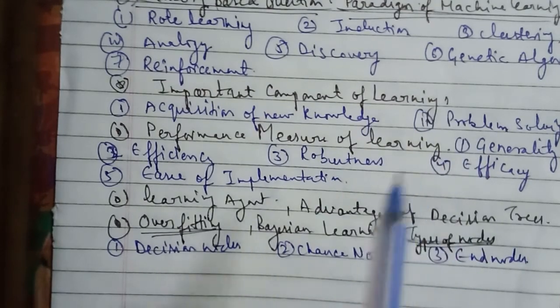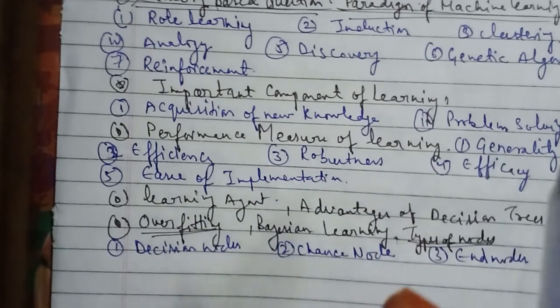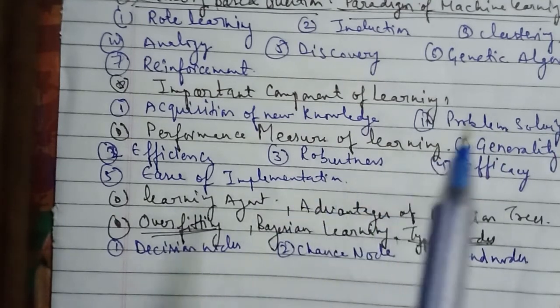The other question is: give the steps to solve the problem of supervised learning. Here, the first step is to determine the type of the training example.